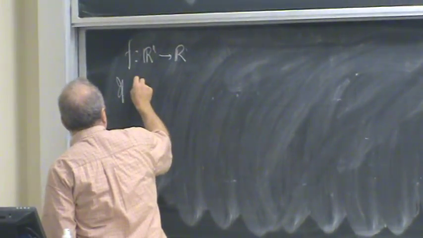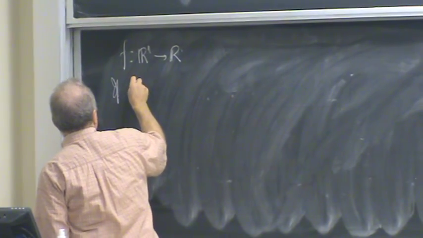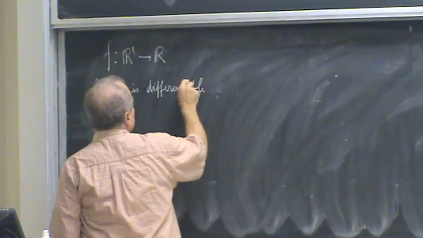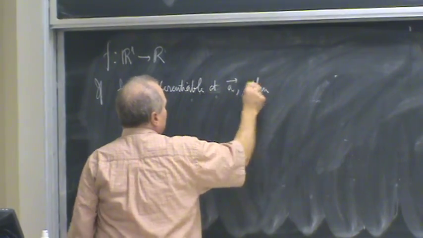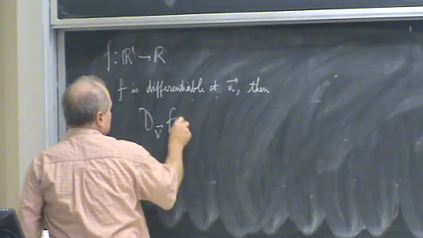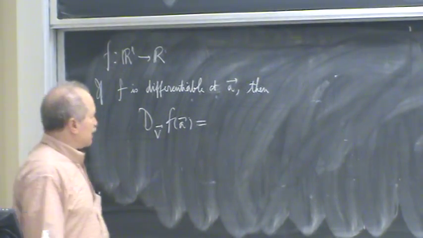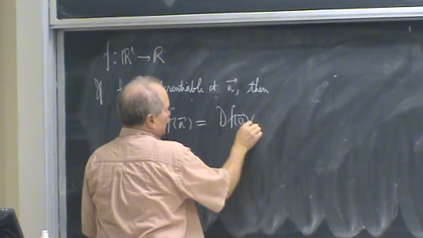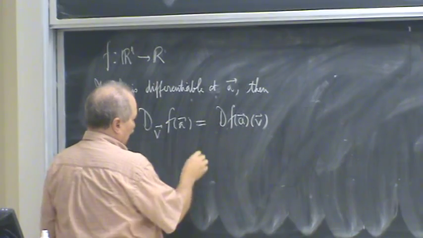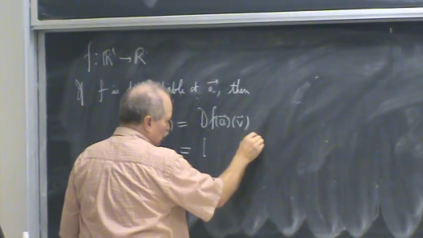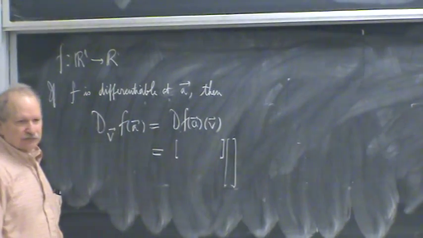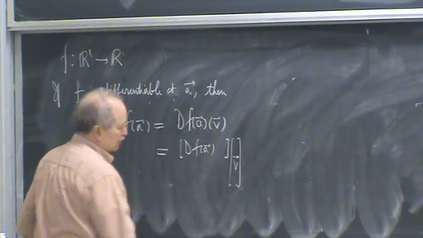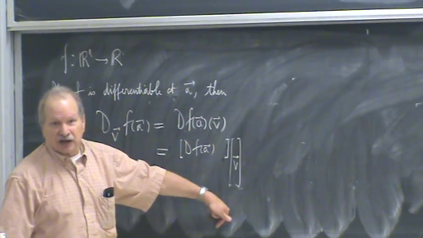I'm going to base most everything we do today on the fact that if f is differentiable at A, then we have this beautiful succinct way of computing directional derivatives, namely df of A applied to the vector v, which I'm reminding you looks like something like this, where this is v, and this is df of A. So a 1 by n matrix times a vector in Rn.